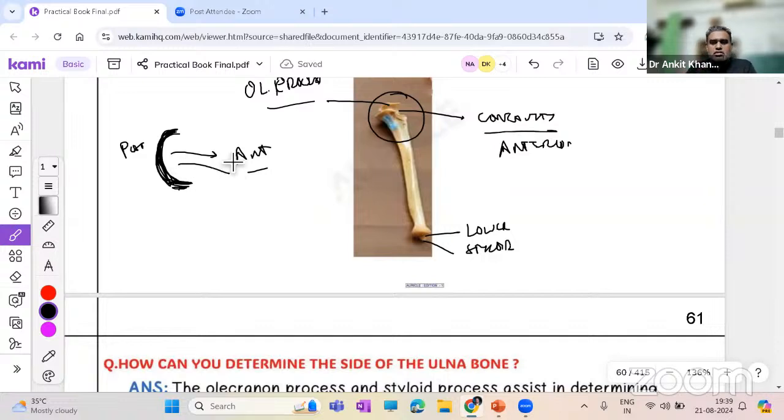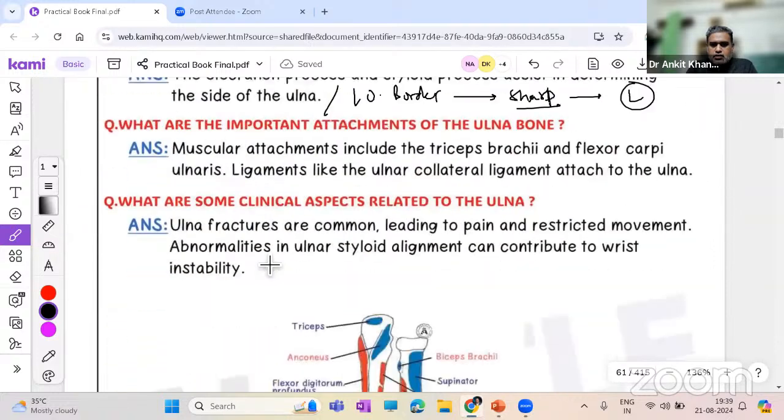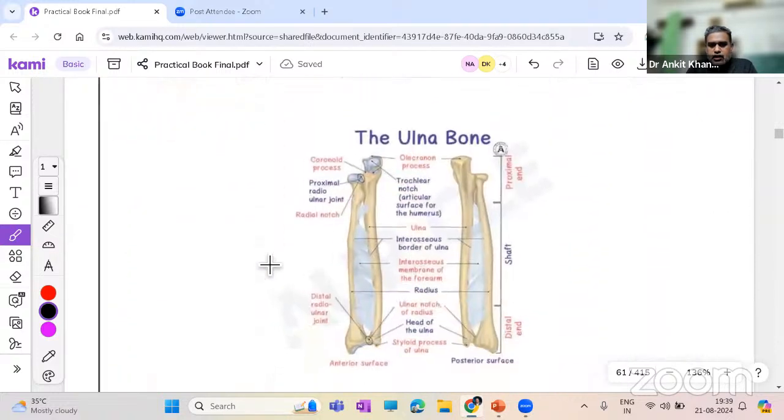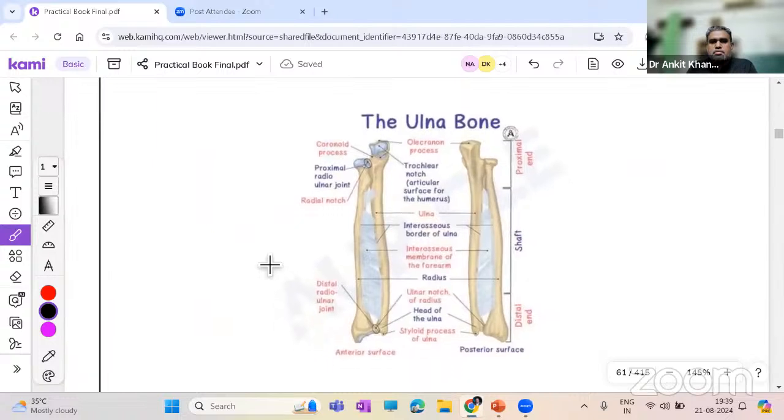Let's go through the images and understand the names. So this is about the ulna and its attachments. Here is a combined image of both radius and ulna. Look at the upper end. The upper end is projecting more above, so this is obviously the ulna over here, and that is the radius. And here again, this is the ulna.